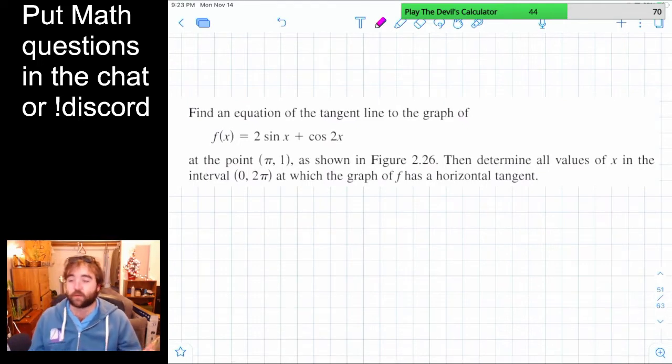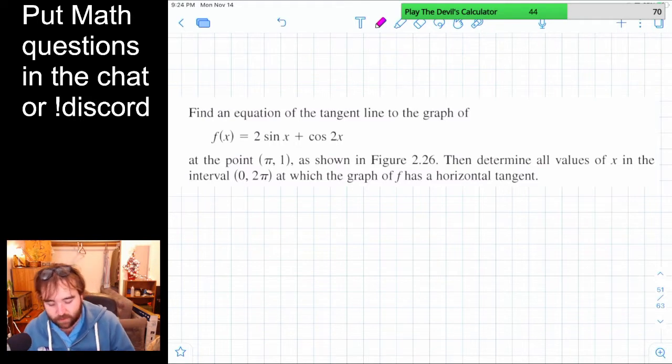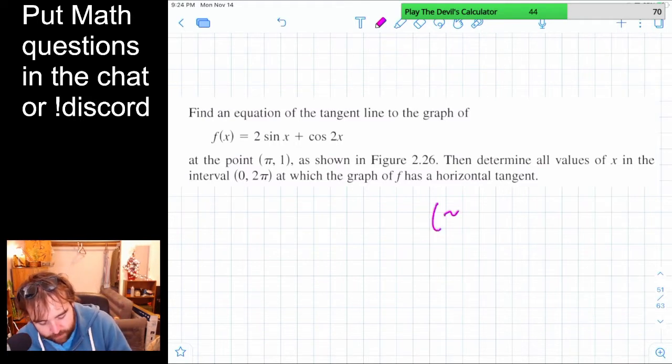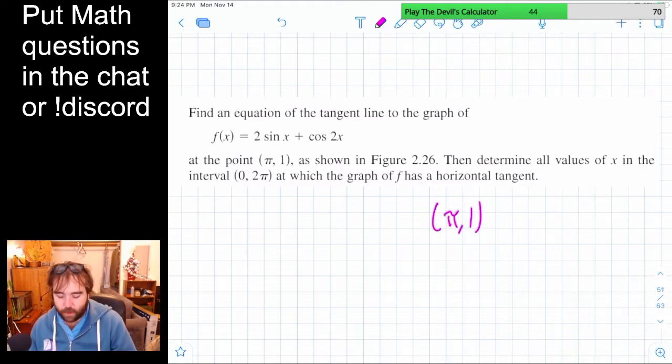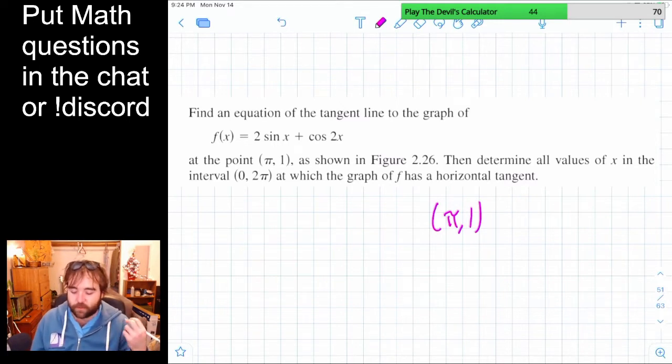So to write the equation of a line, we need two things. We need a slope and we need a point. We have the point because they give it to us. The point is pi comma 1. So now we just need to find the slope. So to find the slope, we're just going to take the derivative.